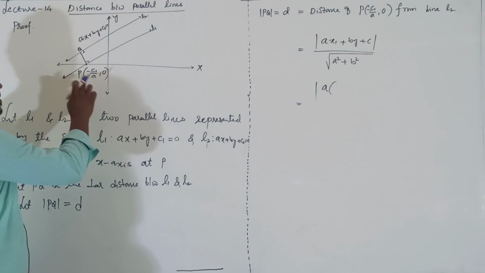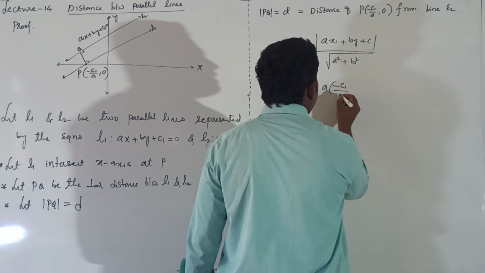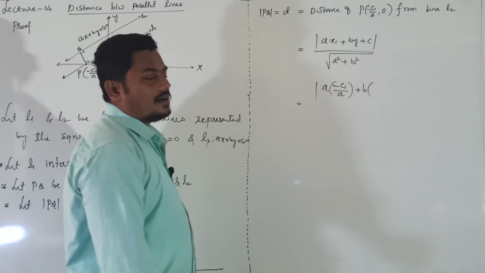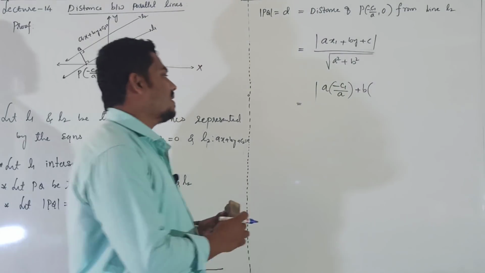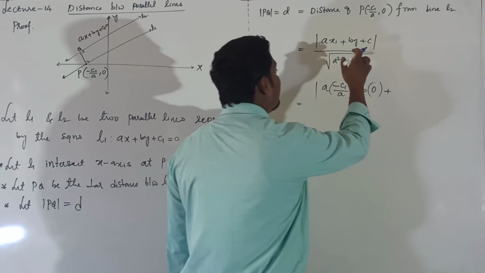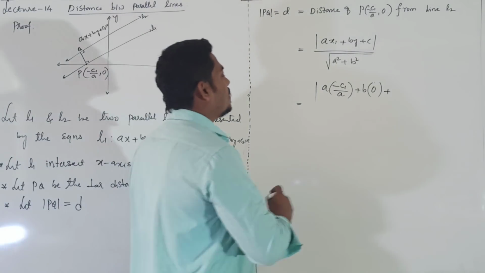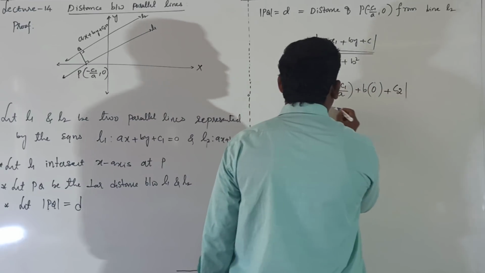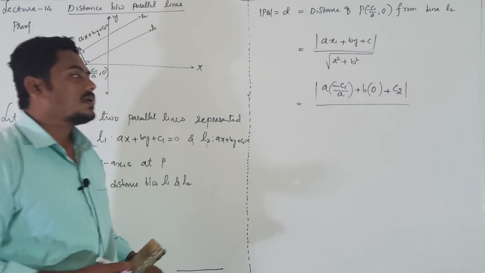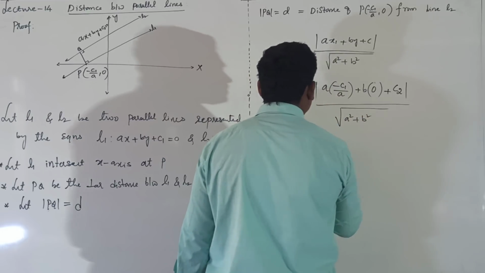After that, in this case a is a only, a into, what is x1? Treat this point as x1, y1, right? Minus c1 divided by a, plus b y1. In this case y1 is 0, right? B into 0. But in this case, what is the c value? Instead of c we have c2, right? The equation of this line has c2, right? Whole thing divided by, in this case also the coefficients of x and y are a and b only, so square root of a square plus b square.